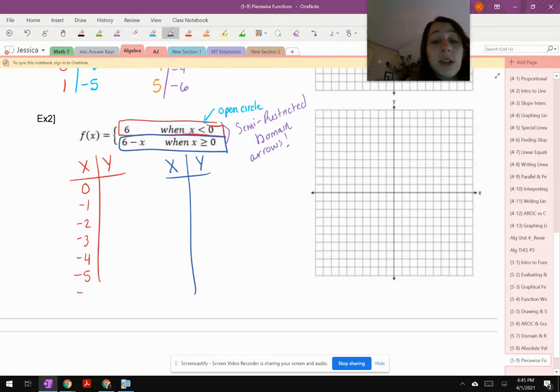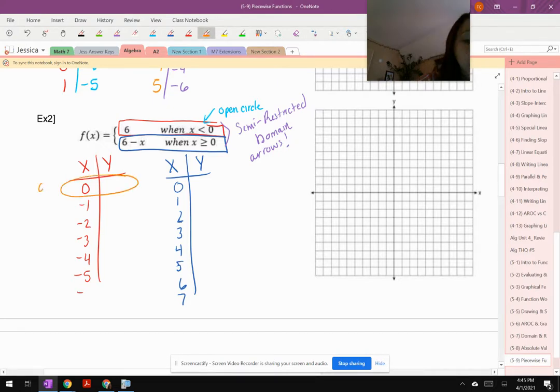For our blue equation, we have when x is greater than or equal to 0, so 0, 1, 2, 3, 4, 5, 6, 7. Making note that this 0 point for the red equation is going to have the open circle, but this 0 point will have the closed circle.